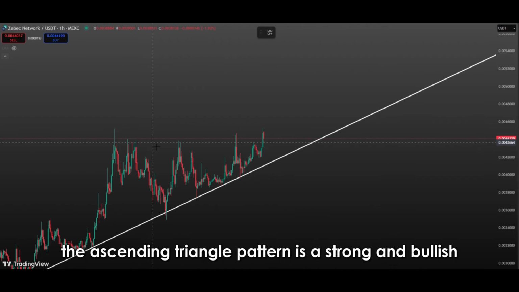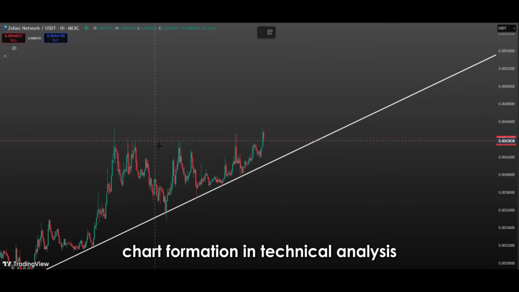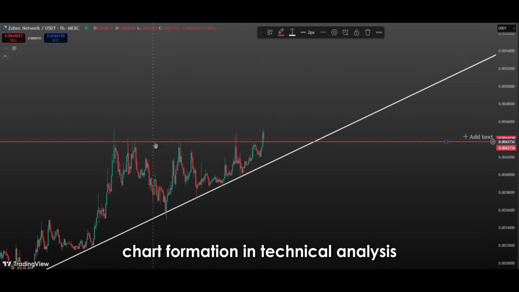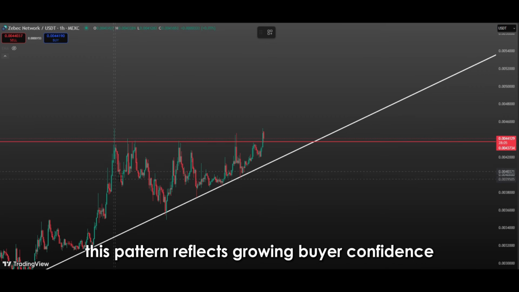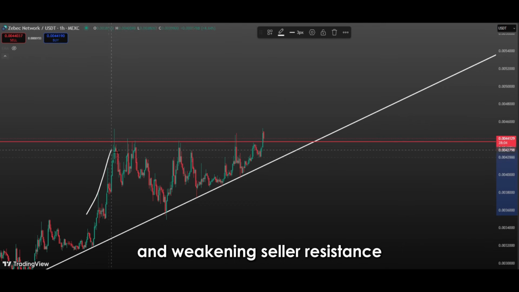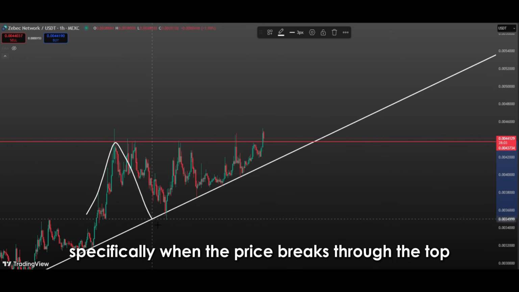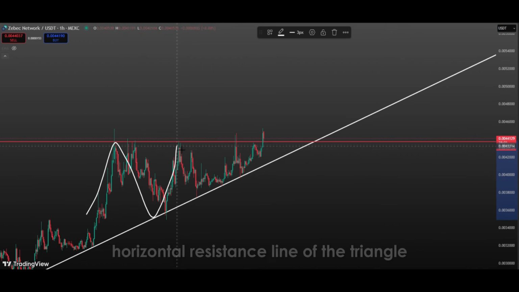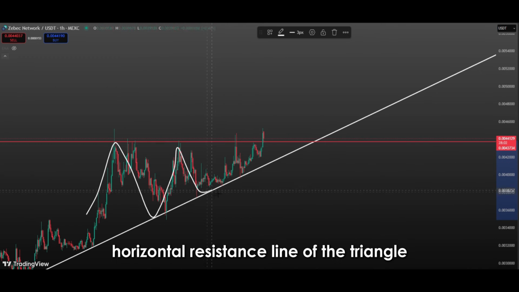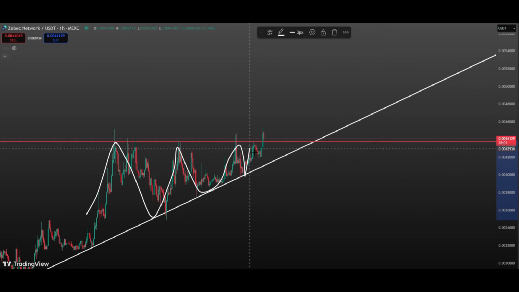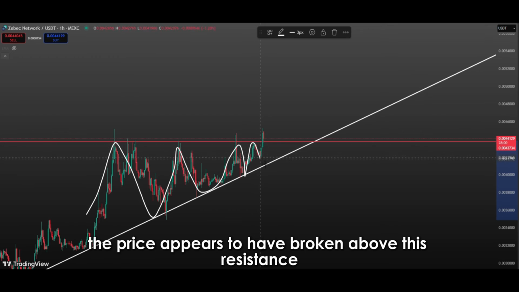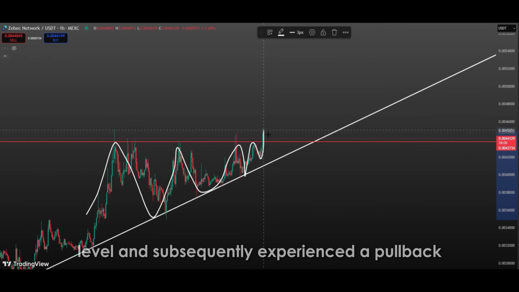The ascending triangle pattern is a strong and bullish chart formation in technical analysis that often indicates a continuation of an uptrend. This pattern reflects growing buyer confidence and weakening seller resistance. Specifically, when the price breaks through the top horizontal resistance line of the triangle, it signals the potential for the price to reach new and higher levels. In the current scenario, the price appears to have broken above this resistance level and subsequently experienced a pullback.